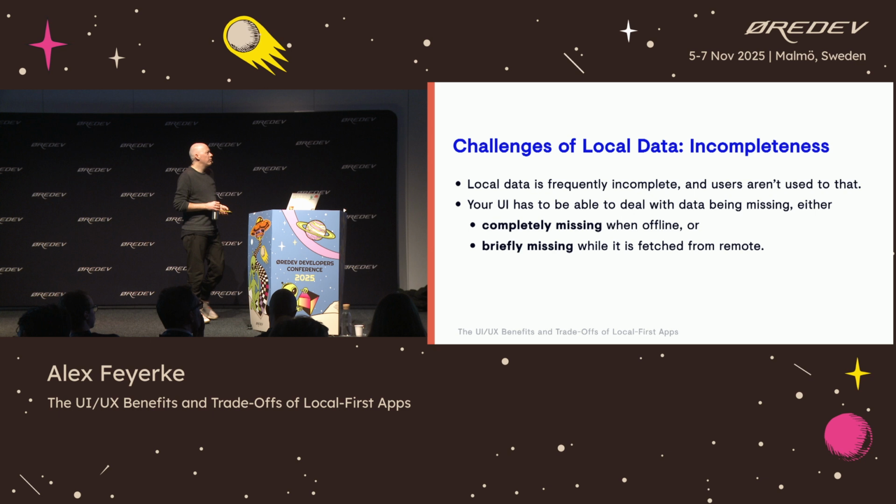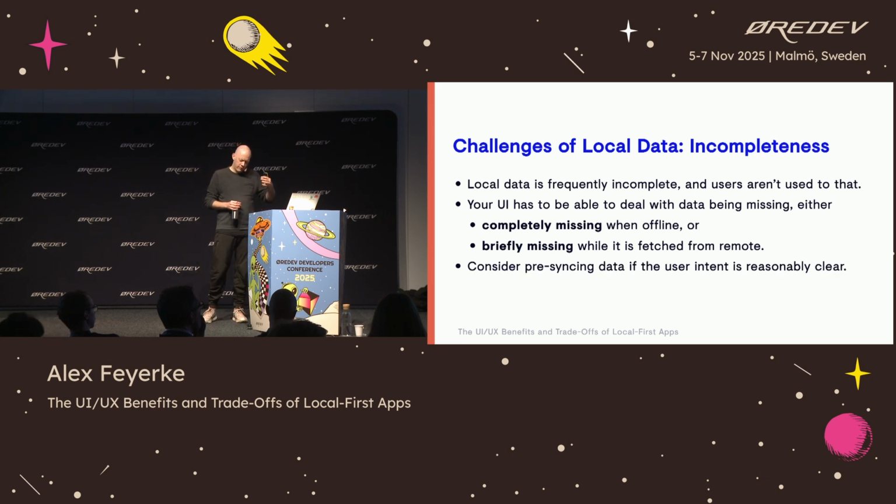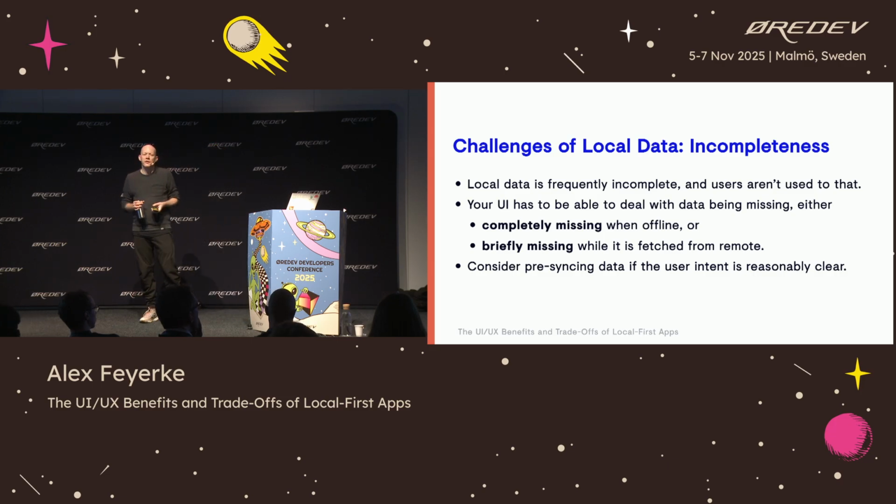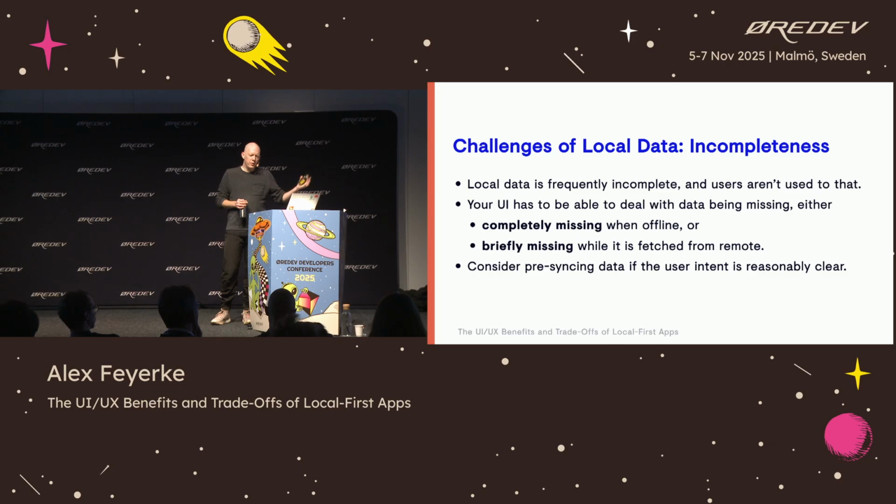But you can make it less grating if you consider stuff like prefetching. So if the user intent is reasonably clear, somebody's hovering over a link, you should be able to figure out what data you need and then get that before they click it. Now, having your code deal with this is one thing, having the user deal with it is another, because sometimes they need to know, right?